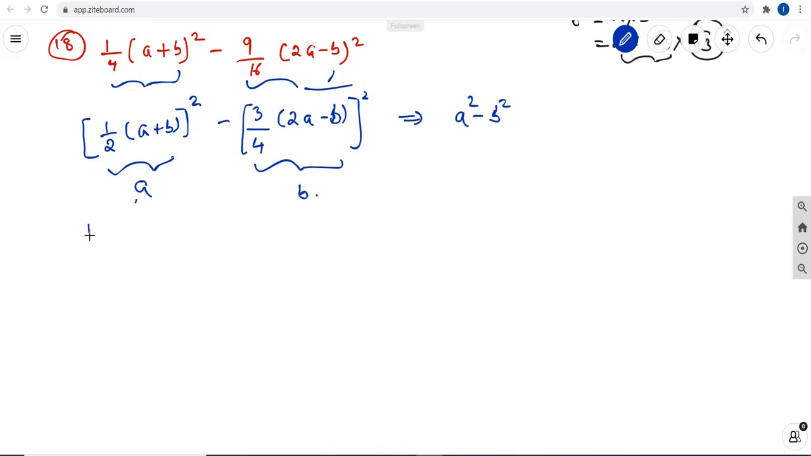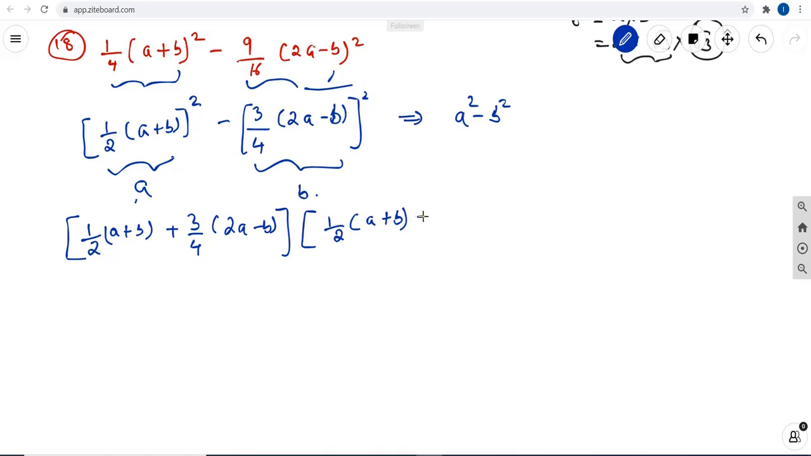So this becomes 1 by 2 (a plus b), plus 3 by 4 (2a minus b), one term. So one more term, what I am going to get is 1 by 2 (a plus b) minus 3 by 4 (2a minus b). Now what we will do, we will take LCM here. LCM I can take as 4. So if I take LCM as 4 here, so what is this?